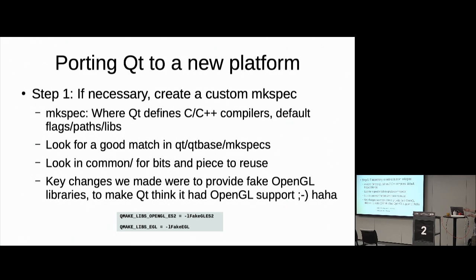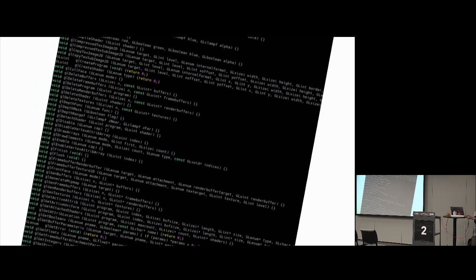QtQuick doesn't build unless Qt supports OpenGL. So we had to trick Qt into thinking that it had OpenGL in order to build the Qt declarative module. And so what we did is we made our own OpenGL library, which consists of all of the standard headers which are part of Khronos, so they're free license and so on. And the implementation looks like this.